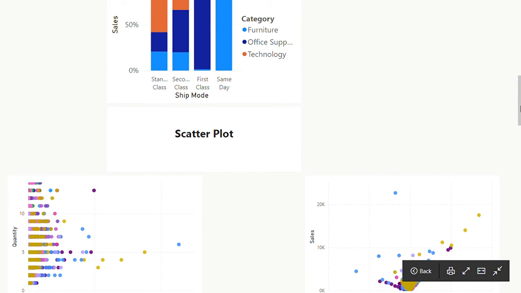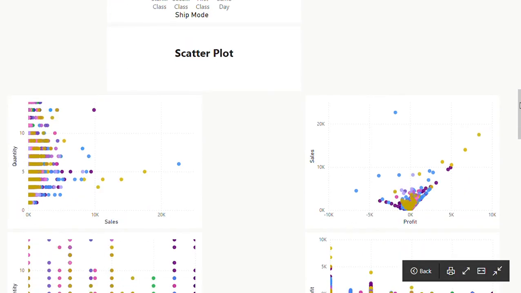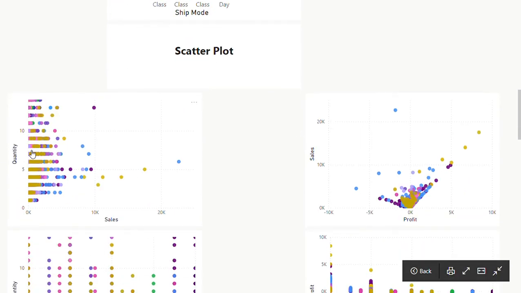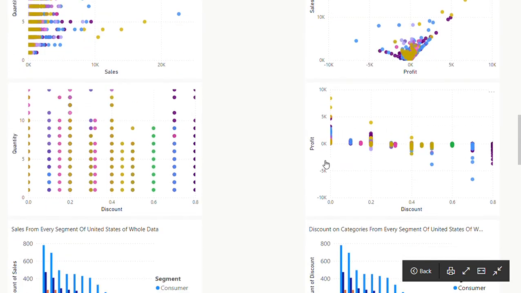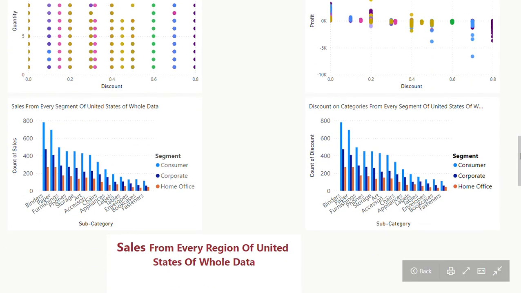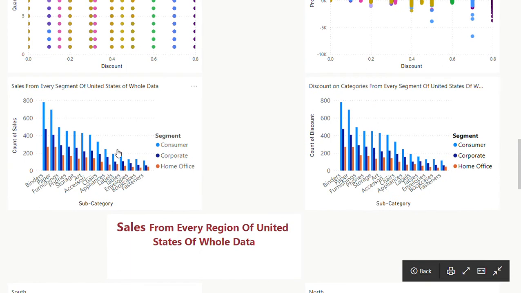Now the scatter plots. These scatter plots are of subcategory, showing quantity versus sales, sales versus profit, profit versus discount, and quantity versus discounts. Now here are the two bar graphs of sales from every segment of the United States, of the whole data. So, subcategory versus count of sales.